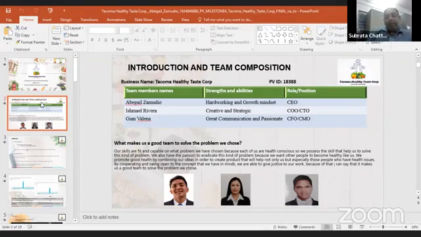Now, then they have written what makes us a good team to solve the problem that we choose. And they have written that the skills are fit and capable of the problem, and each one of them is health conscious, and they possess the skill for the problem, and they want to eradicate the problem and bring about a solution. They want to promote good health by combining their ideas and create a product that will help not only them but also the people at large, the society at large. And that's why they have come up with this type of venture.